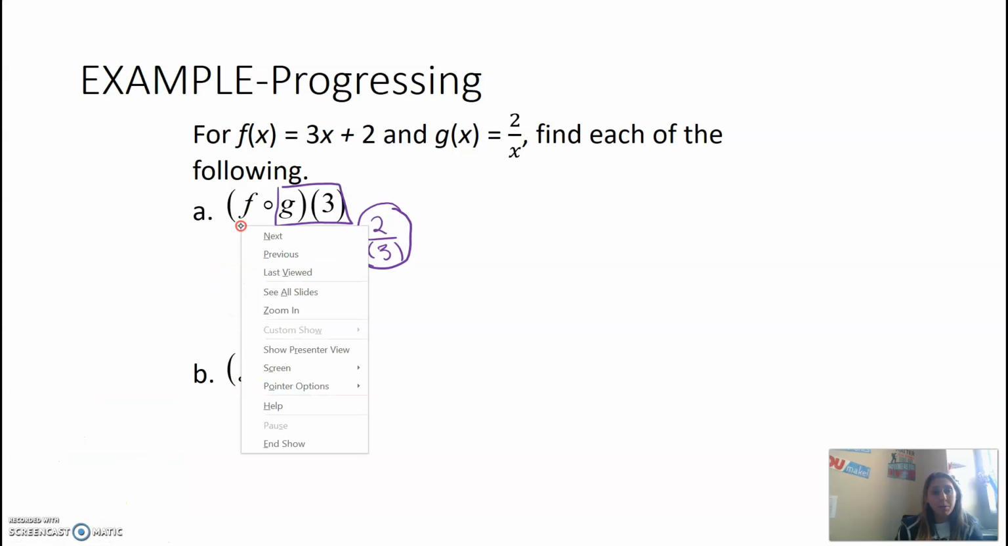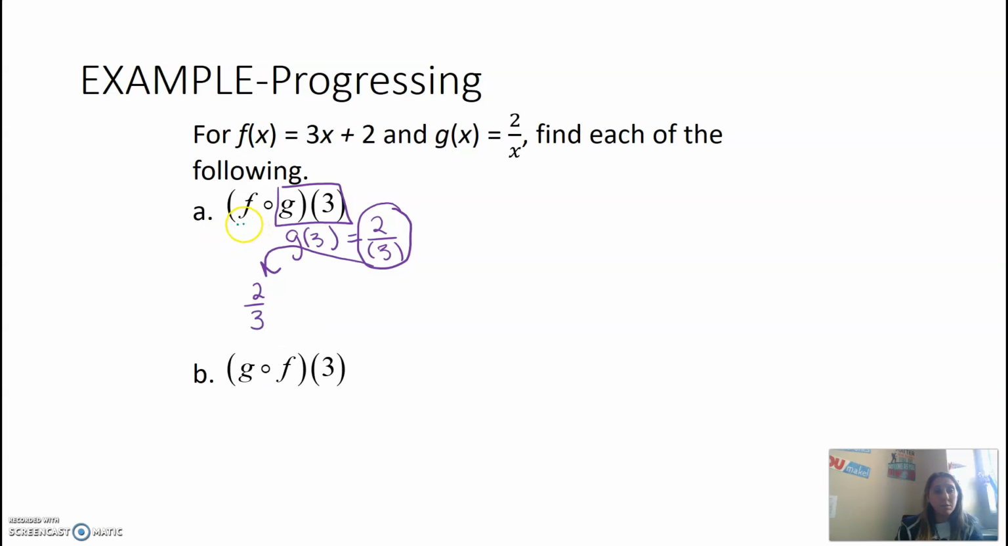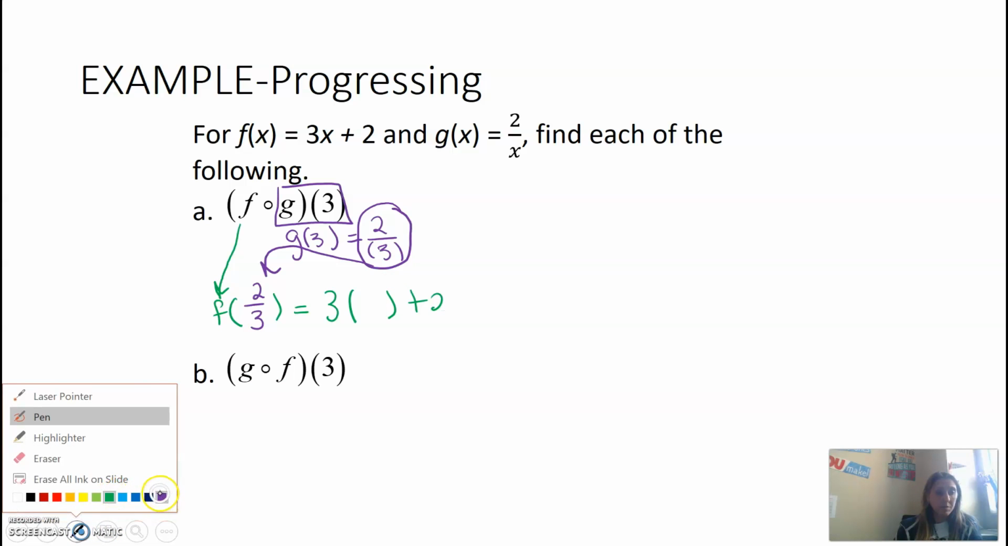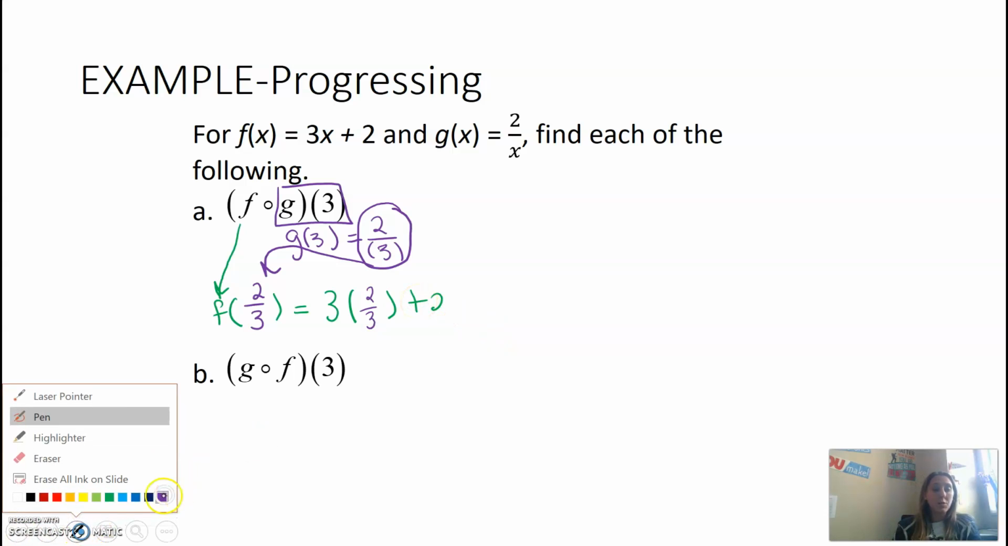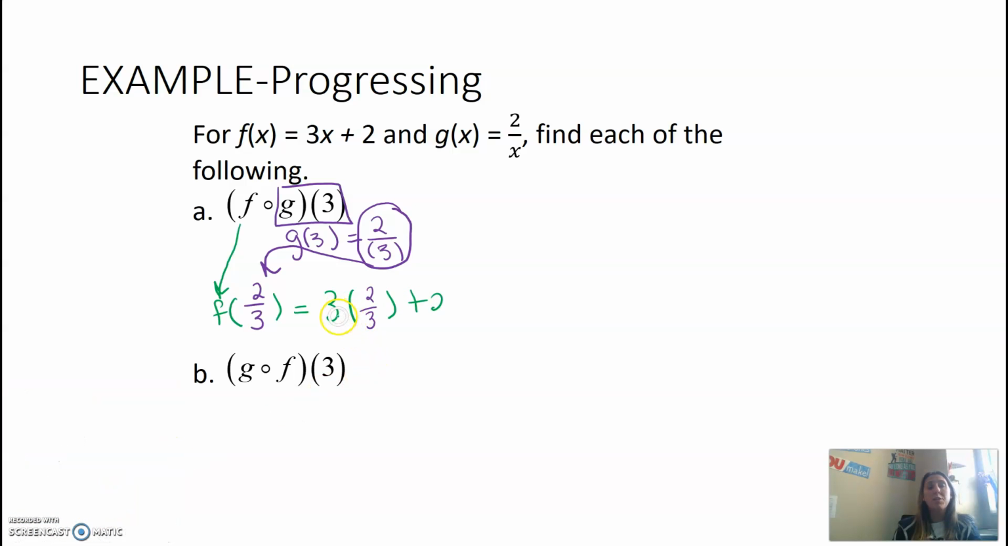We're going to drop the f down. And I end up with 3 times 2/3 plus 2. It's easier when I'm writing on the board. Okay, well 3 times 2/3 is, I'm sorry, 3 times 2/3 is 6 over 3. 6 divided by 3 is 2, so this equals 2 plus 2, which is equal to 4. So this whole thing equals 4.